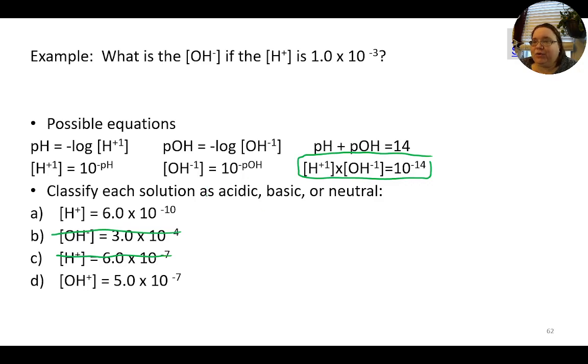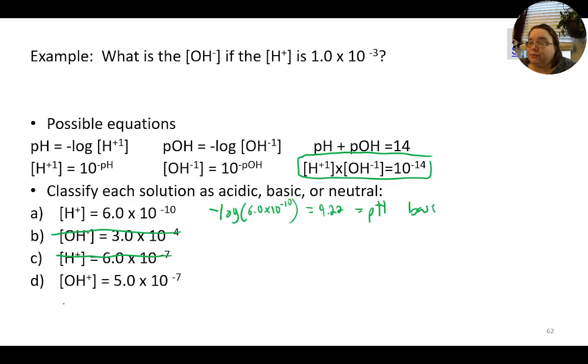So in order to calculate these as acid, base, or neutral, I need my pH. I simply just need my pH. Well, first one's easy peasy. I take the negative log of that number. I'm going to get my pH. So we take the negative log of 6.0 times 10 to the negative 10, and we get 9.22. Well, that pH is above 7, so this thing is a base.